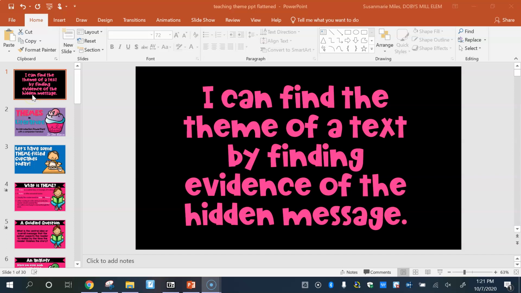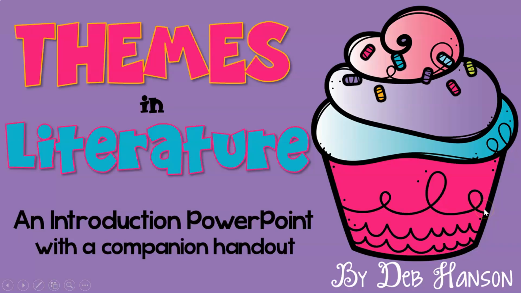So let's start with our I can statement. And here it is. I can find the theme of a text by finding evidence of the hidden message. Interesting. So, let's see if I can make this bigger for you. All right. So what is theme?